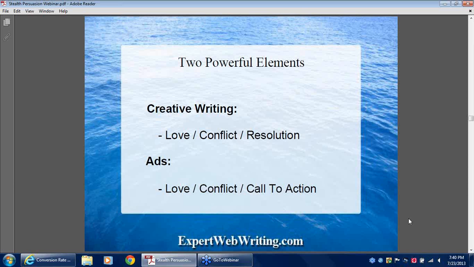Ads borrow from that. Most ads will have love: our beautiful carpet cleaning machine will sparkle your carpet and make it fresh as a daisy. And the conflict, especially if you have dogs moving in and they're pooping all over the place and not getting outside in time, or newborns spilling grape juice all over the carpet. And then, of course, a resolution or call to action: call us, we'll come over, and we'll clean it, and we'll take care of it. Okay, very simple. That's what mainly ads do, and they've borrowed that from creative writing.